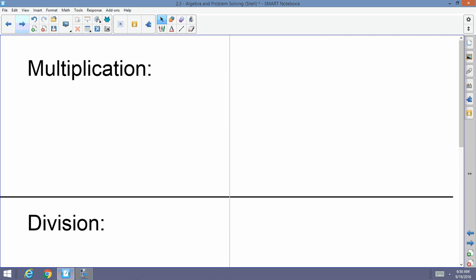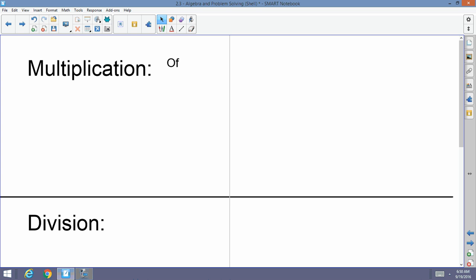Okay, welcome back. Multiplication. Just like addition and subtraction, there are key words that indicate multiplication. So here we go. Let's do it. Multiplication can be represented by any of these words. Of. Of is a big one, okay? Of is huge. 3/5 of 20.